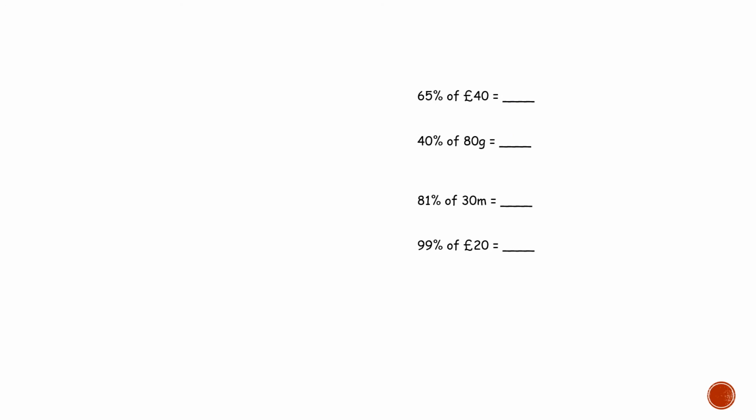So if you've got a calculator on you, there's 2 really easy ways that you can do percentages. So the first way is to find 1% of something and then times it by whatever number you're after. So for example, on our first question here, we're going to find 1% of £40. So if I do 40 divided by 100, it's going to give me 0.4. So 0.4 is 1%. And then I'm going to times that number by 65, which would give me 26.